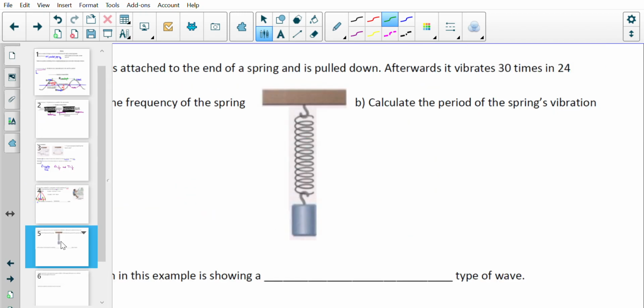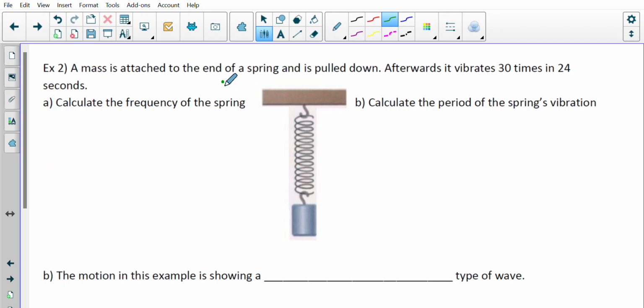So that, again, would be a transverse wave. Now here's exactly what I was talking about here. A mass is attached to the end of a spring and is pulled down. Afterwards, so this would be like a bungee cord. Afterwards, it vibrates 30 times in 24 seconds.